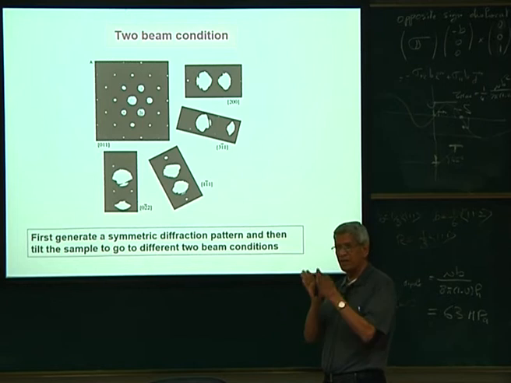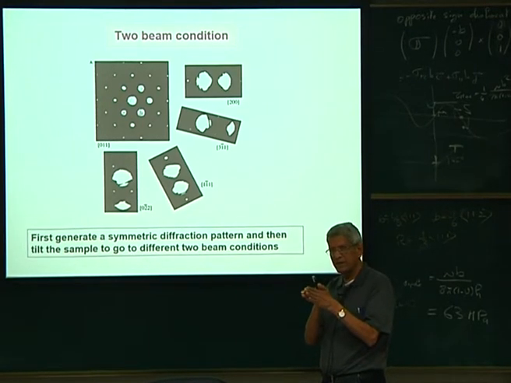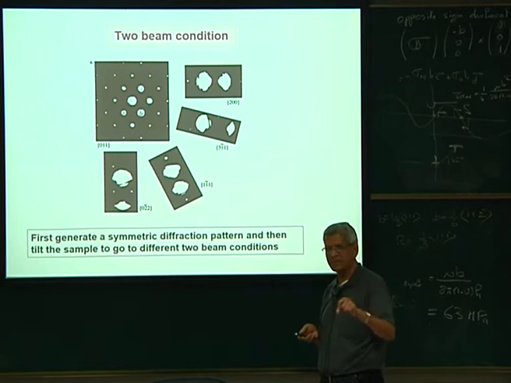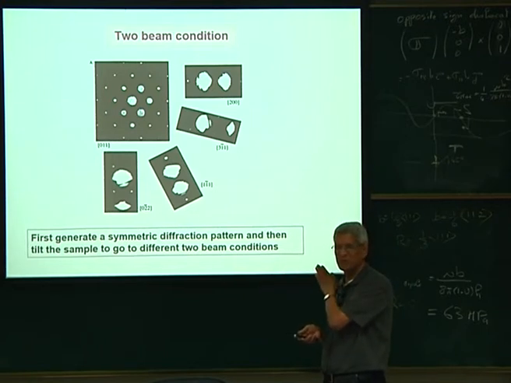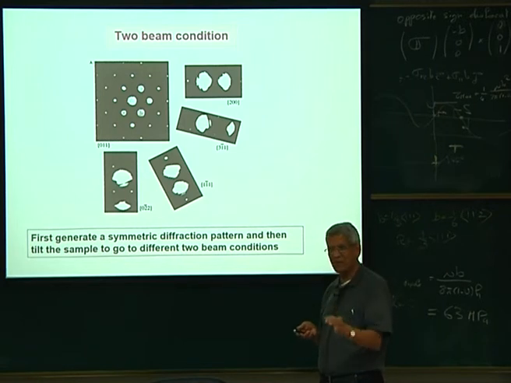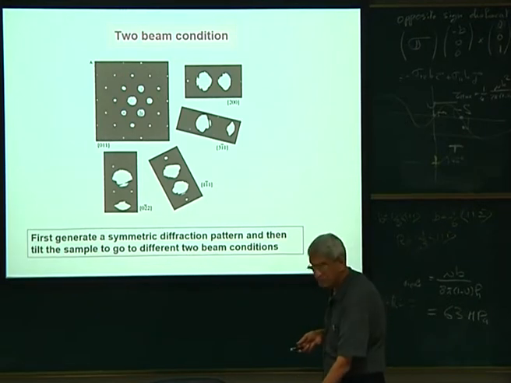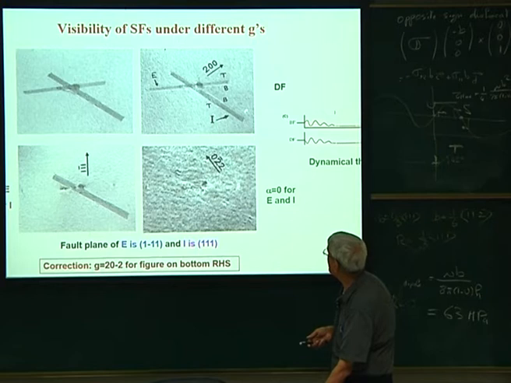That means that the sample has been tilted in such a condition that only 200 planes are strongly diffracting. So whatever contrast appears in the image is due to diffraction taking place from the 200 direction. Even with a bright field image, this is the vector which is responsible for the contrast. That's what it means.